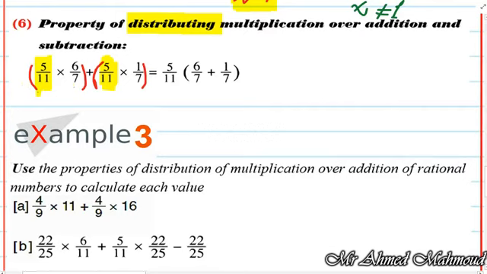Then by taking out 5 over 11 outside the brackets, we have cancelled 5 over 11 like this to be outside the brackets. This property is called the property of distribution. Finally, I'm going to find the result in the simplest form. It will be equal to 5/11.